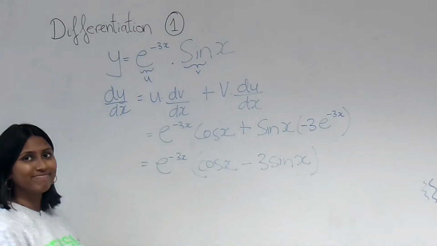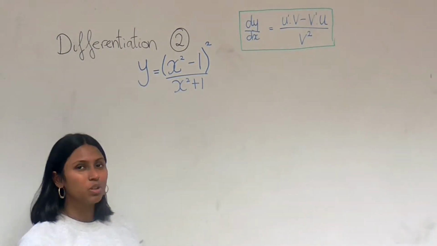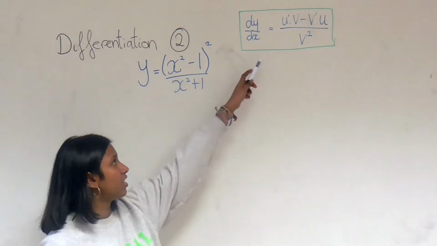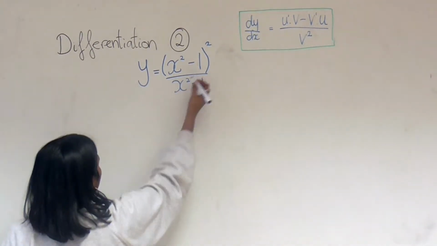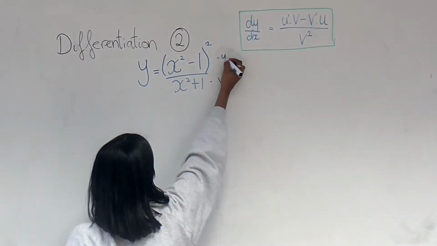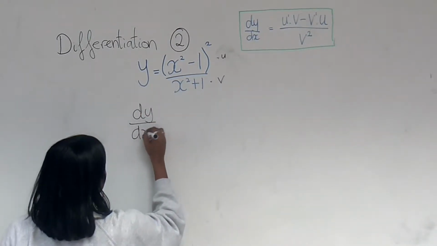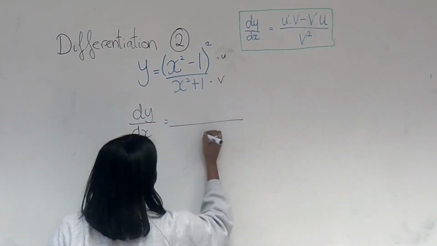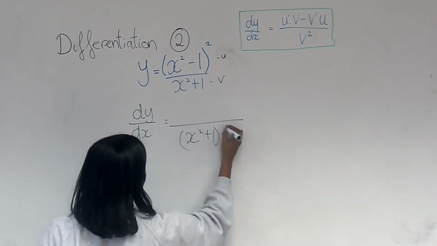And that's your answer. So when you have two functions divided by each other, we know we have to apply the quotient rule, and here is just the general formula. But let's try and work out the equation. So here we are going to name this one as v and this one as u, and then your dy by dx is going to be this over v squared, so it's just x squared plus 1 whole thing squared.